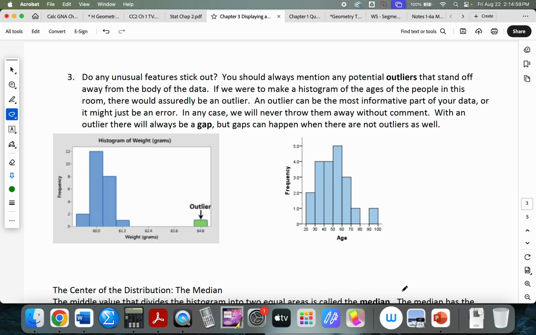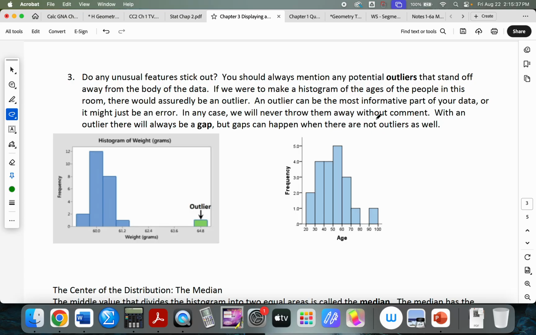So when we're describing it, we'll usually say there appears to be, or there is a potential outlier here if we haven't actually done any calculation. Or it looks like there's an outlier because, man, that's a big gap between those. Now, an outlier can be an informative part of your data, or it could be something went wrong. Someone put the decimal in the wrong place, or something like that.